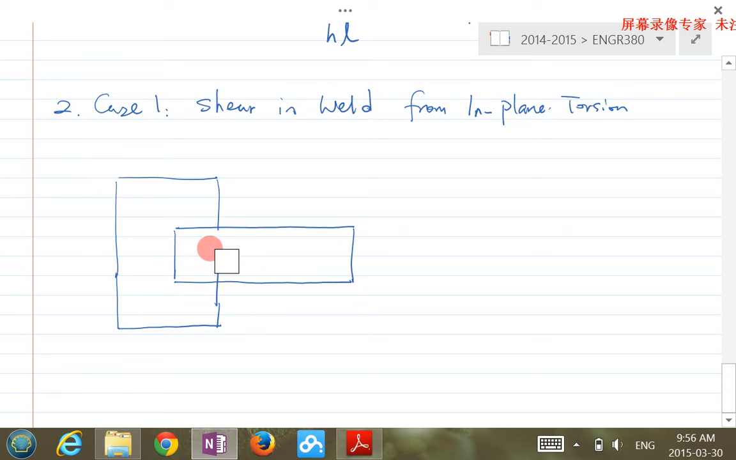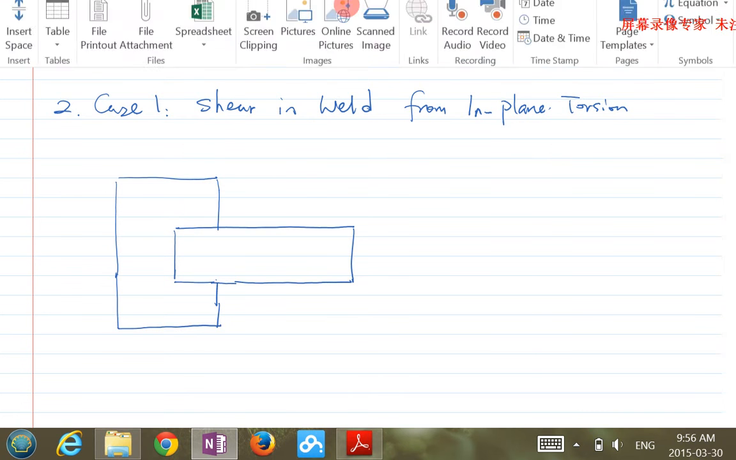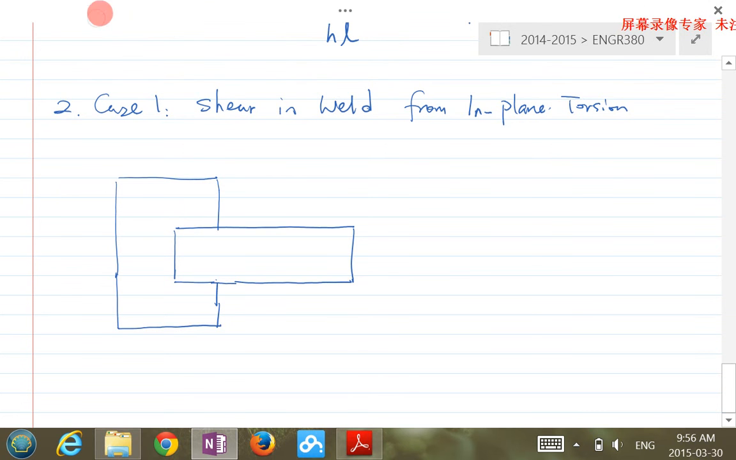Okay, so we're going to weld the two plates together. You can weld two plates together using different scenarios, but let's say we weld it like this: you have a fillet weld at this location, and you have another weld at this location here.